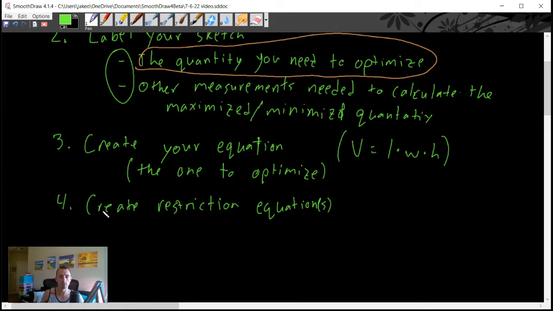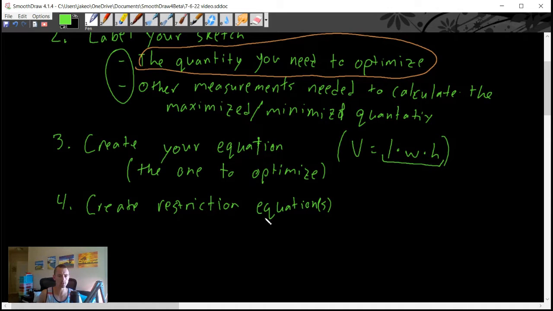Typically the number of restriction equations that you need is going to be one less than however many variables you have over here, however many of these other measurements are needed to calculate the optimized quantity. So for example, if we had volume equals length times width times height, we would need to create 2 restriction equations in this step, because once we create them, we're going to have to use them to simplify this equation. I'll get to that in just a second, and that'll make more sense once you see an actual example.